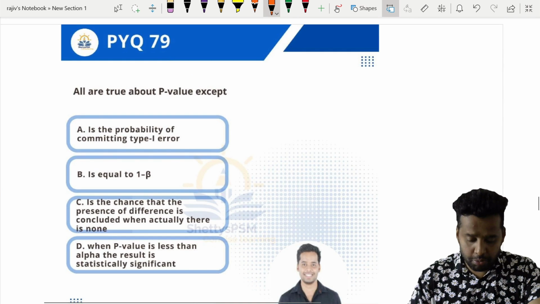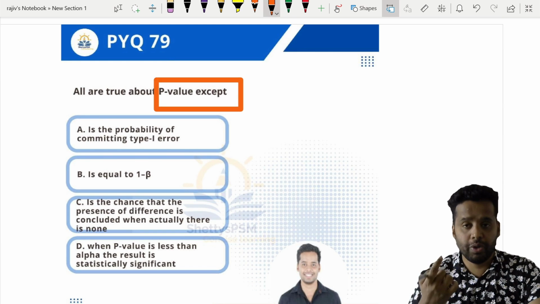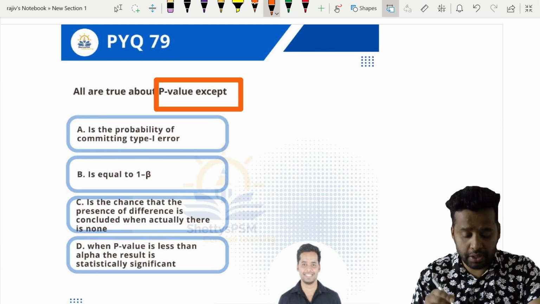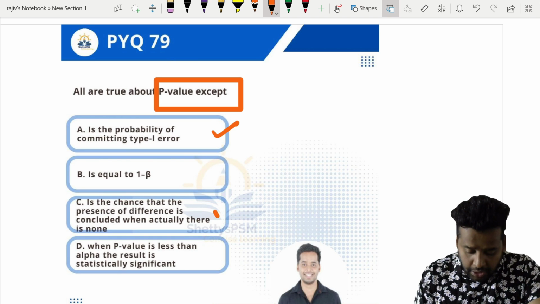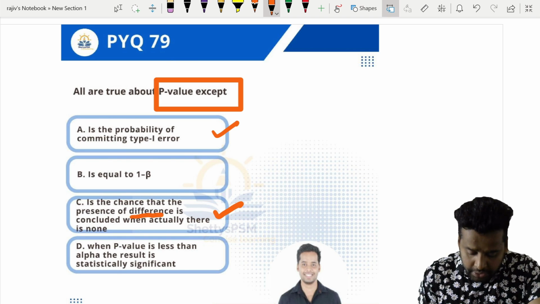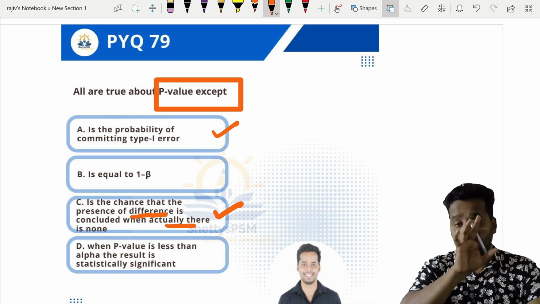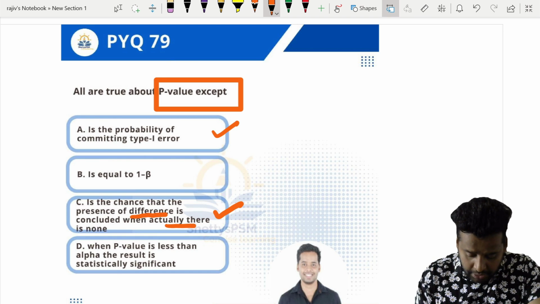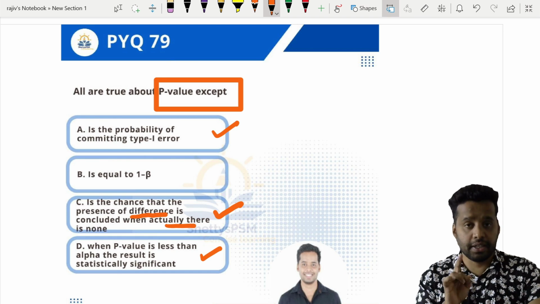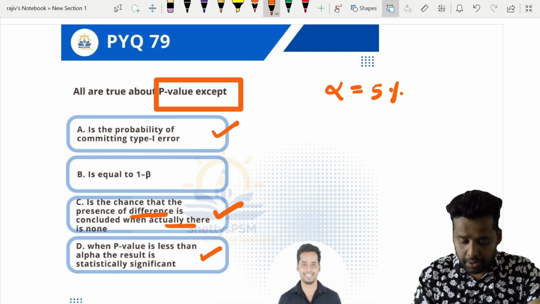All are true about p-value except p-value will indicate how much is the false positive error committed in the study. That is also correct. That means you are saying that the difference is present when actually there is no difference. That is type 1 error. The amount of type 1 error committed is p value. If p value is less than alpha, the results are statistically significant. Alpha most of the time we keep at 5%. That is the upper limit.